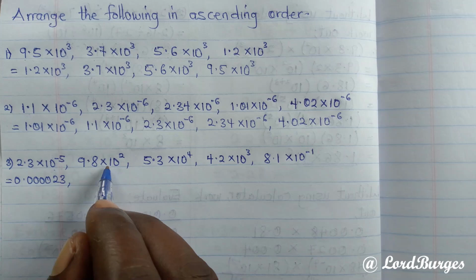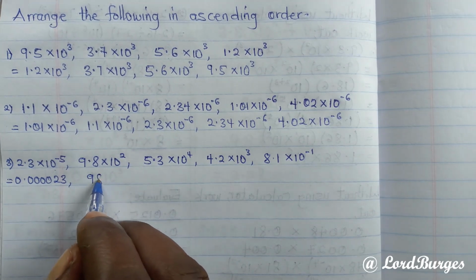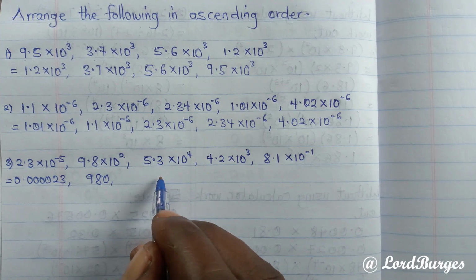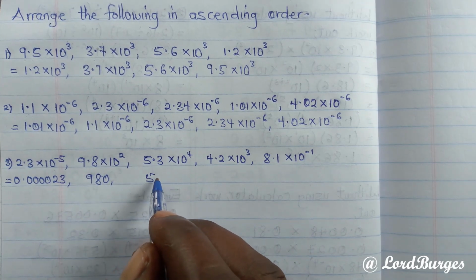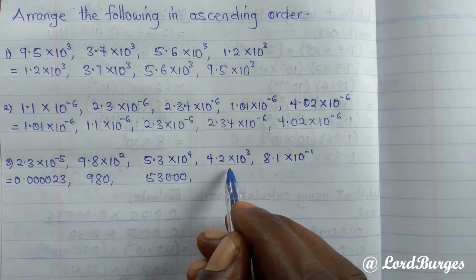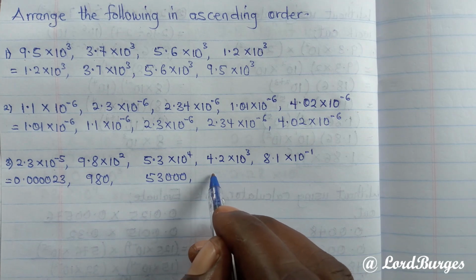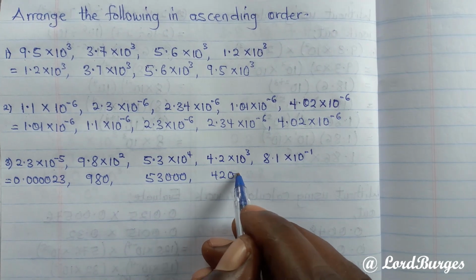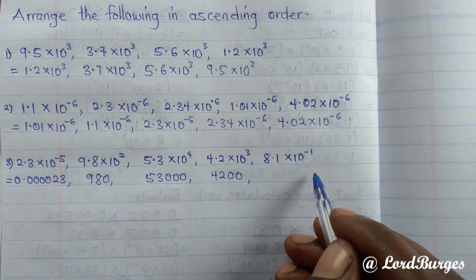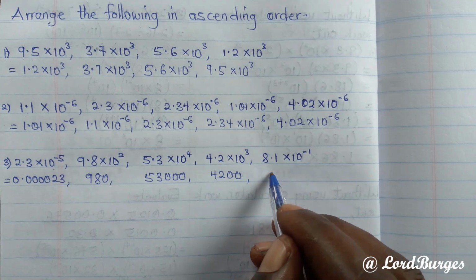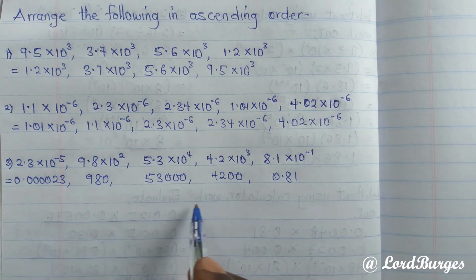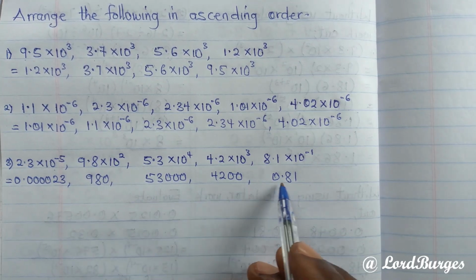Then 9.8 times 10 raised to the power 2 gives us 980. Then 5.3 times 10 raised to the power 4 will give us 53,000. Then 4.2 times 10 raised to the power 3 should give us 4,200. Then 8.1 times 10 raised to the power negative 1 would give us 0.81. So now it is clear that we can easily compare.